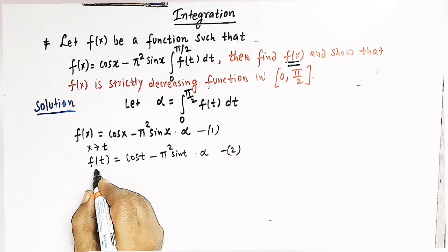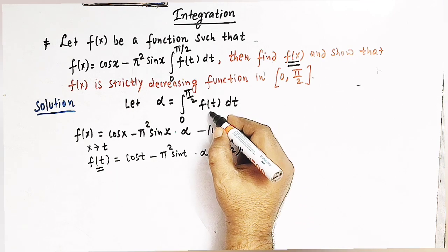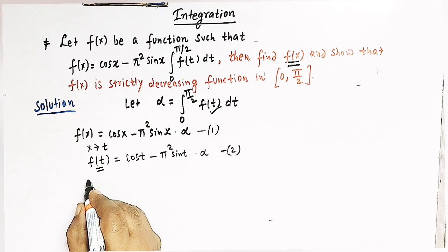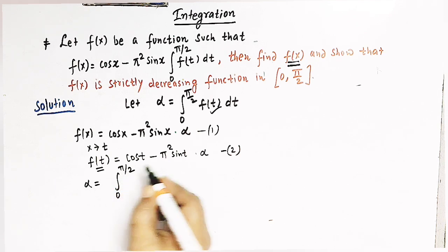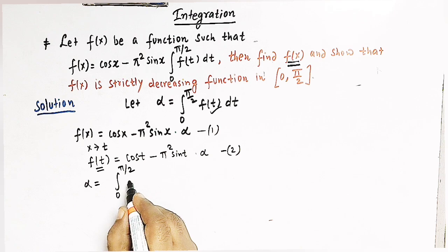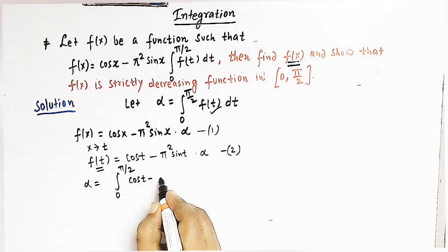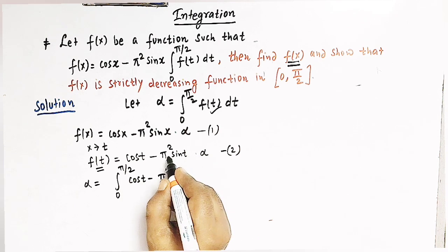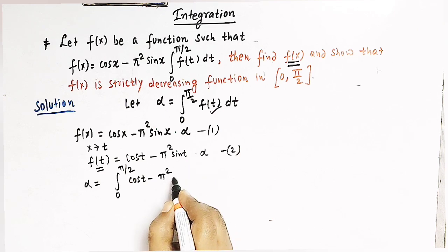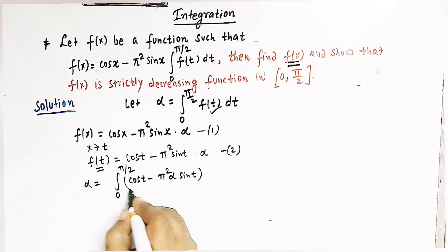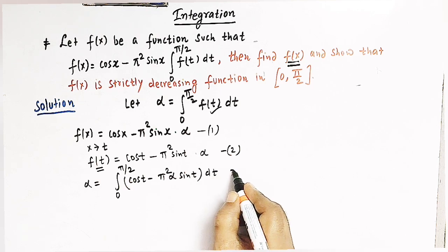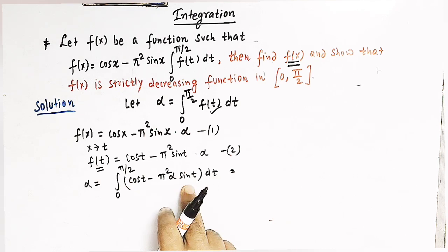Now let us substitute this value of f of t in this equation. So we can now write alpha is equal to the integral from 0 to pi by 2, and for f of t we can now write cosine t minus pi square alpha sine t, dt. So now we have to evaluate this integral.